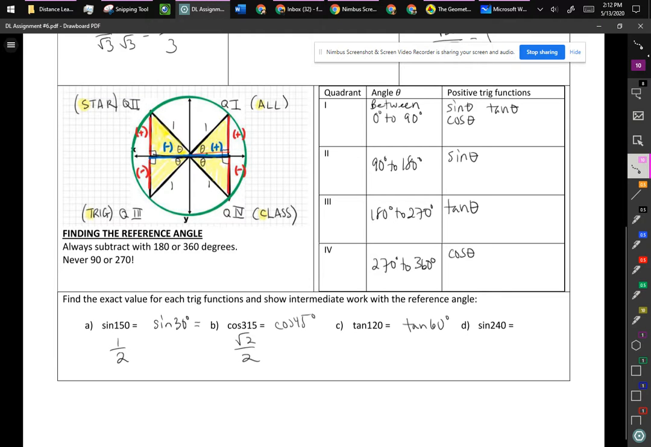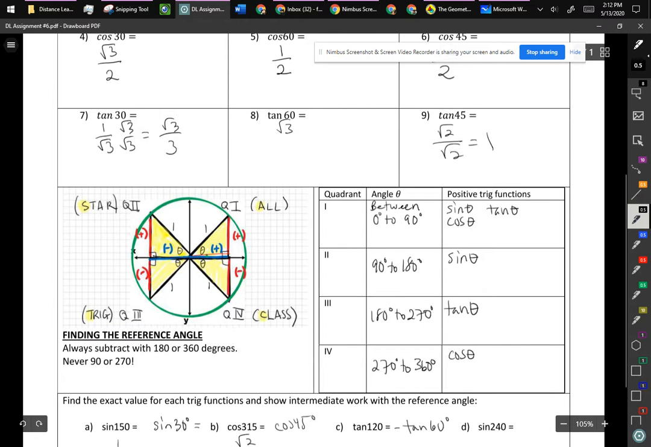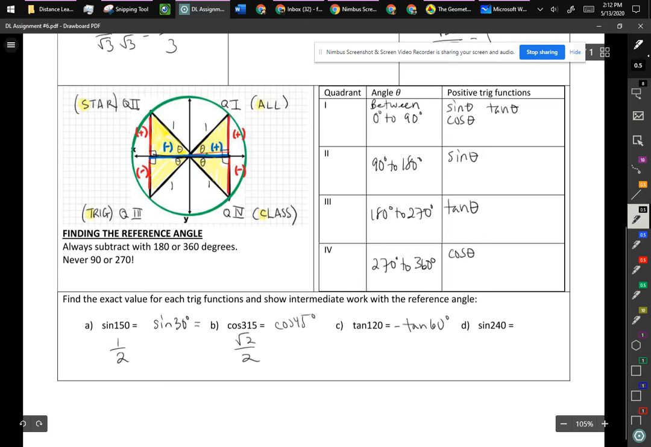Hopefully that makes more sense now if you watched the last video and were wondering why I said all-star trig class. Anyway, because I'm in quadrant 2 and only sine is positive, this is going to be negative tangent 60, because it's not sine. Only sine stays positive. So what's the tangent of 60 degrees? Again, you look up. That's root 3. But our answer is going to be negative root 3 because it's negative tangent 60.